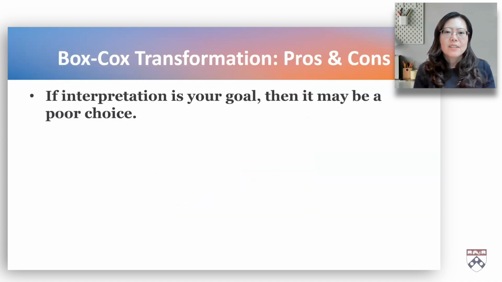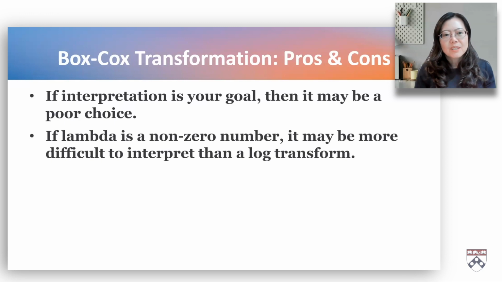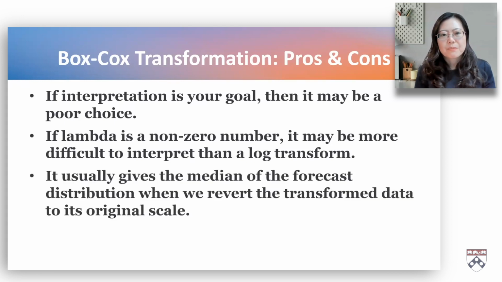Pros and cons. If interpretation is your goal, then the Box-Cox transformation may be a poor choice. If lambda is a non-zero number, then the transformed target variable may be more difficult to interpret than if we simply applied a log transform. The Box-Cox transformation usually gives a median of the forecast distribution when we revert the transformed data to its original scale. Occasionally, we want the mean, not the median.